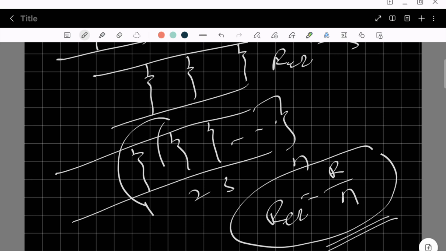R equivalent is simply R divided by n, where n is the number of resistors. So like this we get.